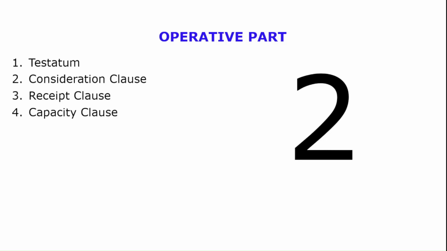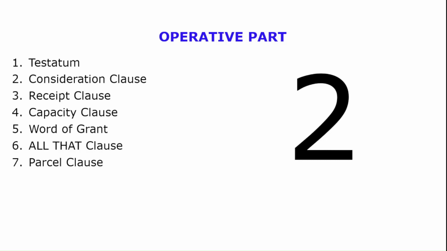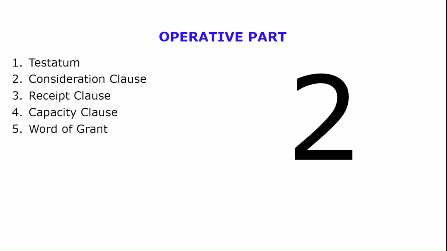I hope that at this point we are taking it together, because by now you should have known it. So first we have the what? Testatum, followed by the consideration clause, the receipt clause, capacity clause, word of grant, all that clause, parcel clause, and Habendum. So we're going to take it one more time: the Testatum, consideration clause, receipt clause, capacity clause, word of grant, all that clause, parcel clause, and the Habendum.